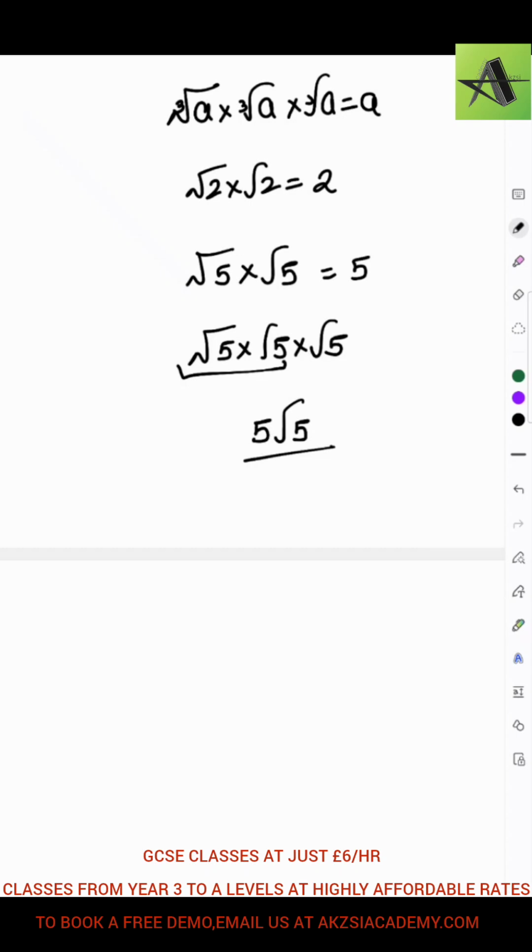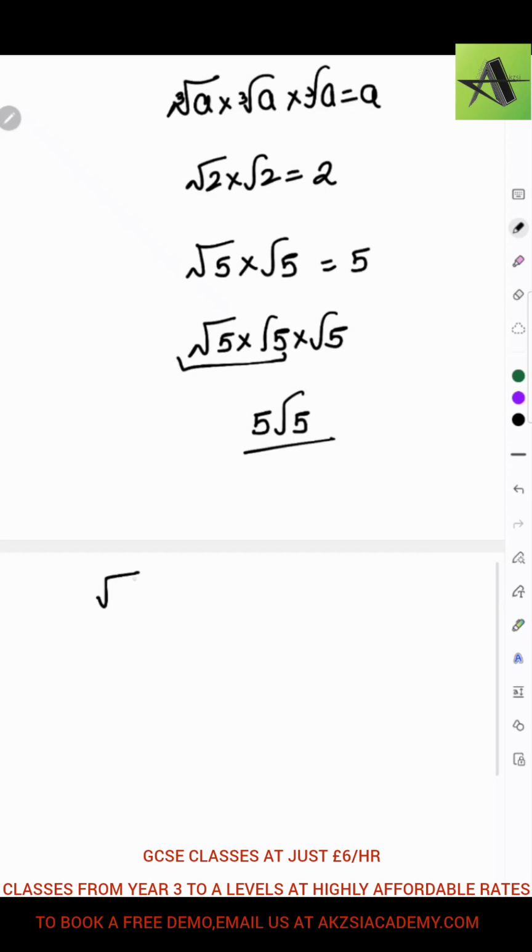Similarly, if we are dividing the same root numbers, like root a over 2 root a, I can cancel them out easily. So root a and root a will be cancelled out and the remaining will be just half. So this is for the same surd number.